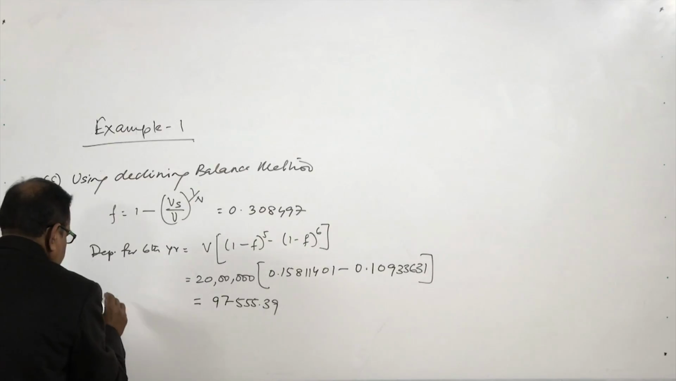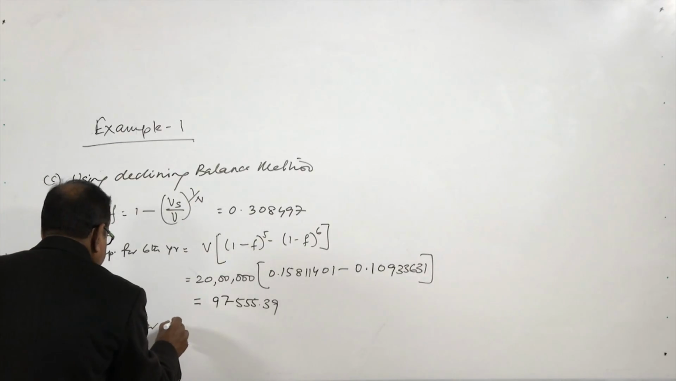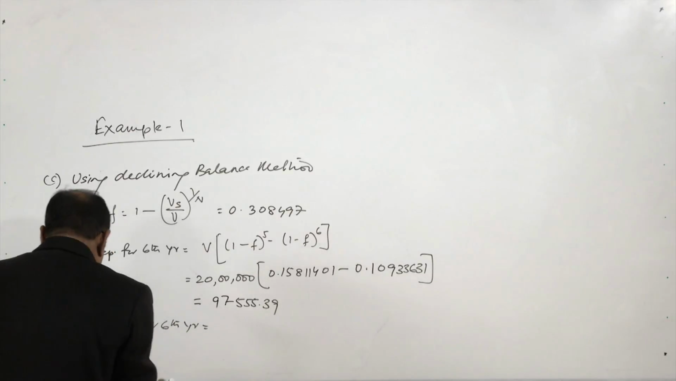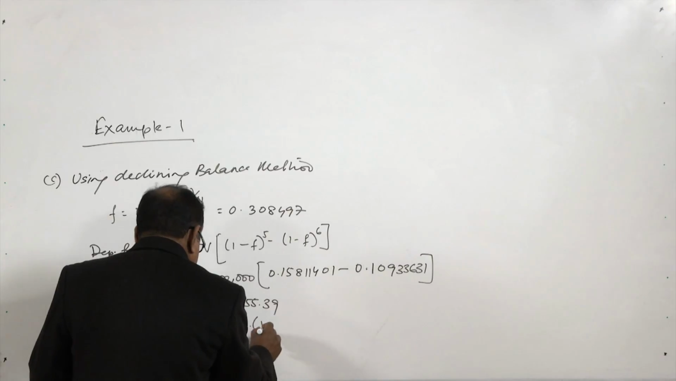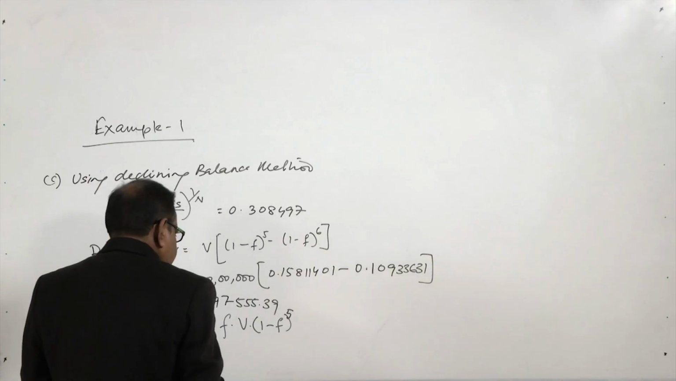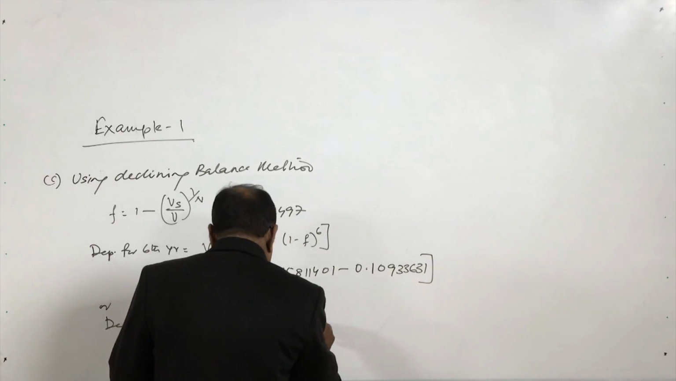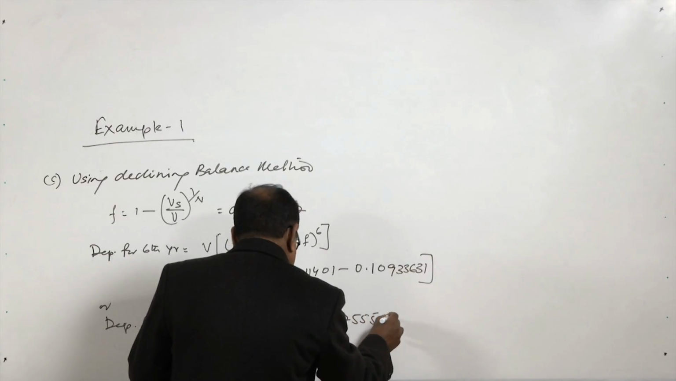Or we can calculate depreciation for 6th year as f into v into (1 minus f)^5, that comes out to be rupees 97,555.39.